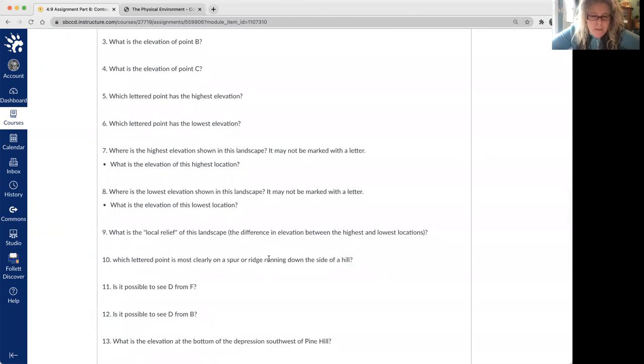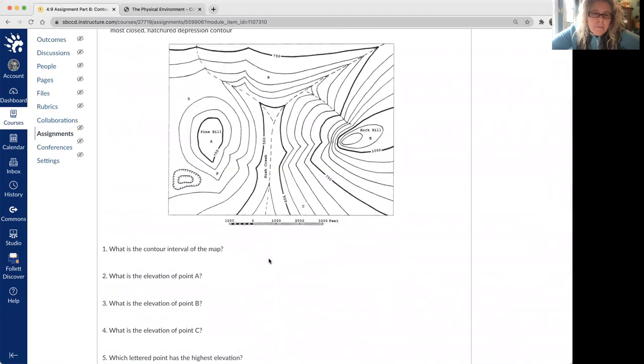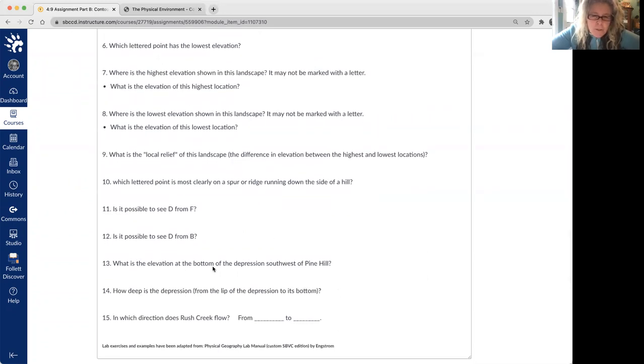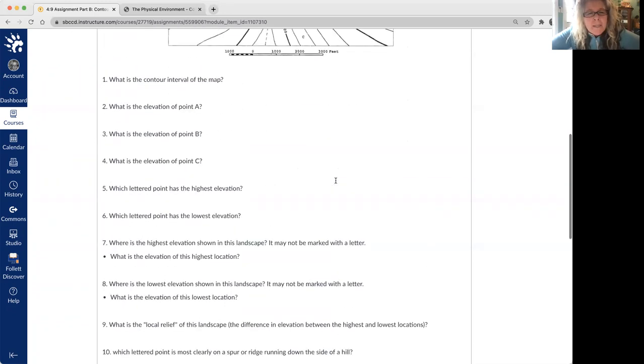Is it possible to see D from B? Okay, so now we're standing here. Can we see D? So here we're at 650. Now you have to consider what's in the middle here. Are we going to be able to see this spot? Same as with the question before. You have to consider what's in the middle here. Will we be able to see this? All right, so think about it carefully.